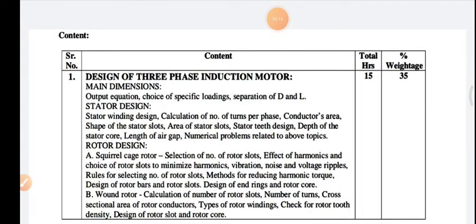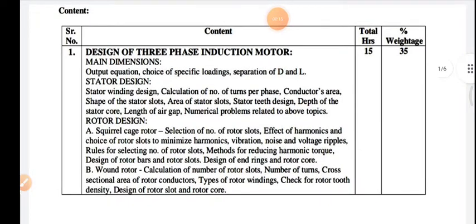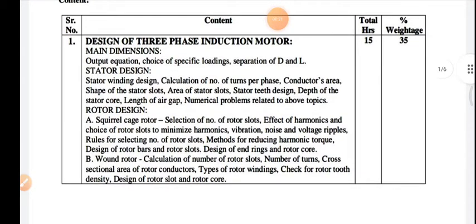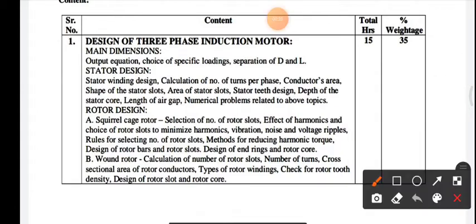Now there are mainly 4 units and we will basically focus on the design of the AC machine. The first unit is about the design of a 3-phase induction motor, in which we will see various aspects regarding the design of an AC machine, that is, the 3-phase induction machine. The entire unit is divided into 3 parts: main dimensions, and then stator design as well as rotor design.